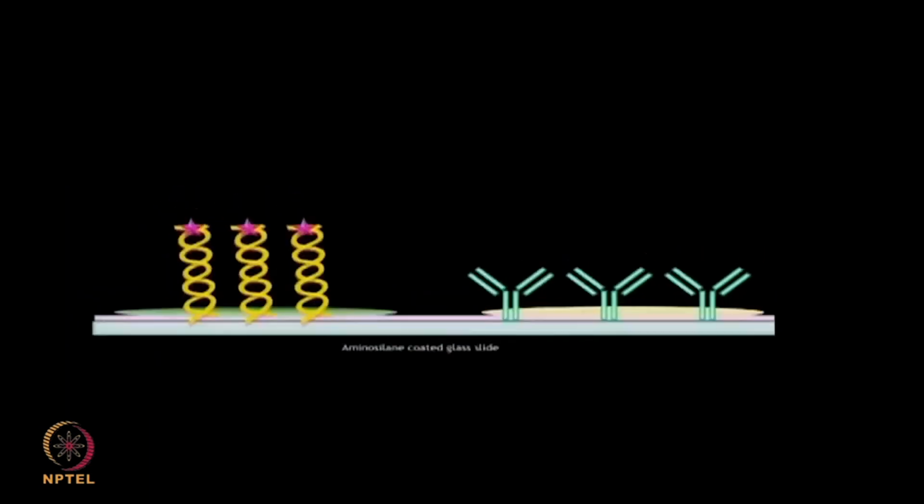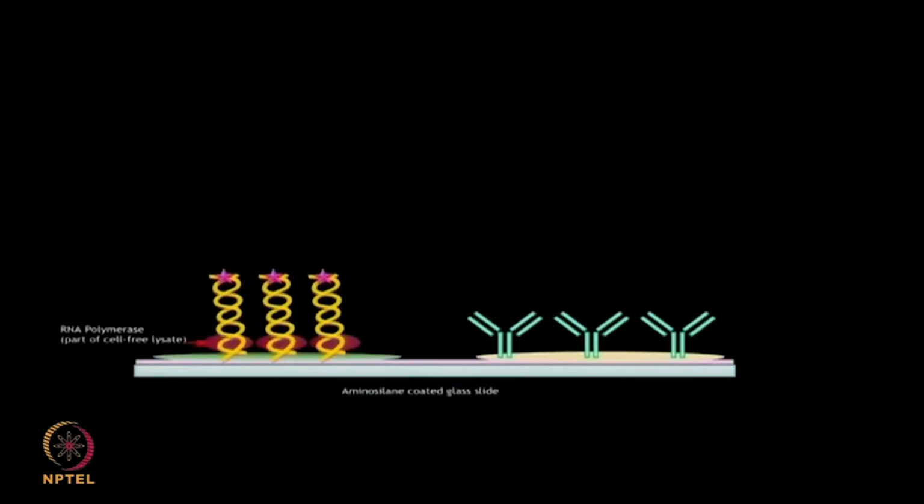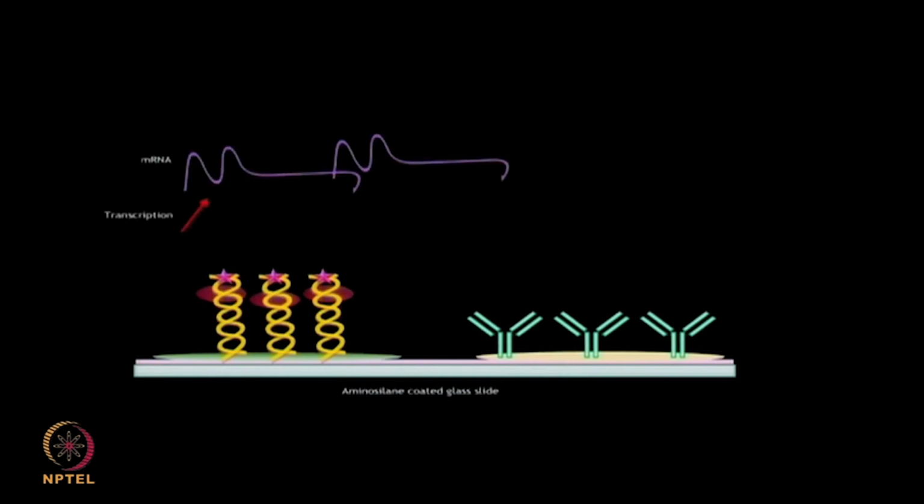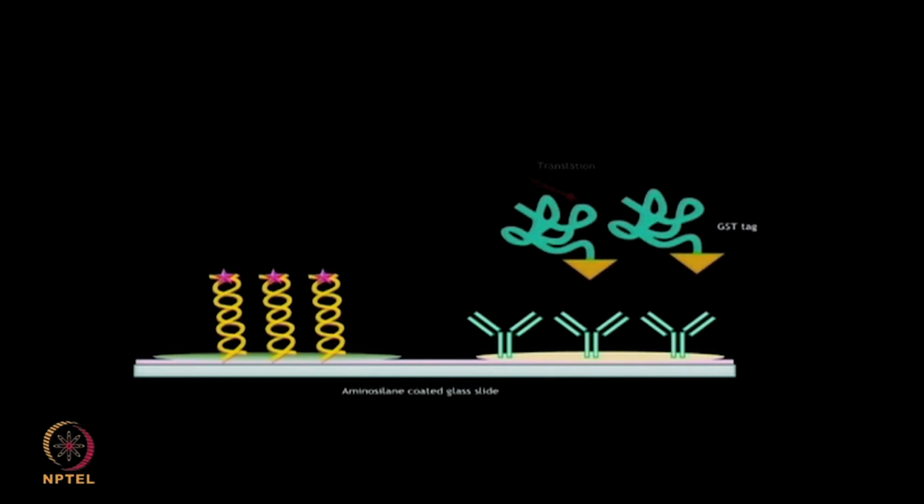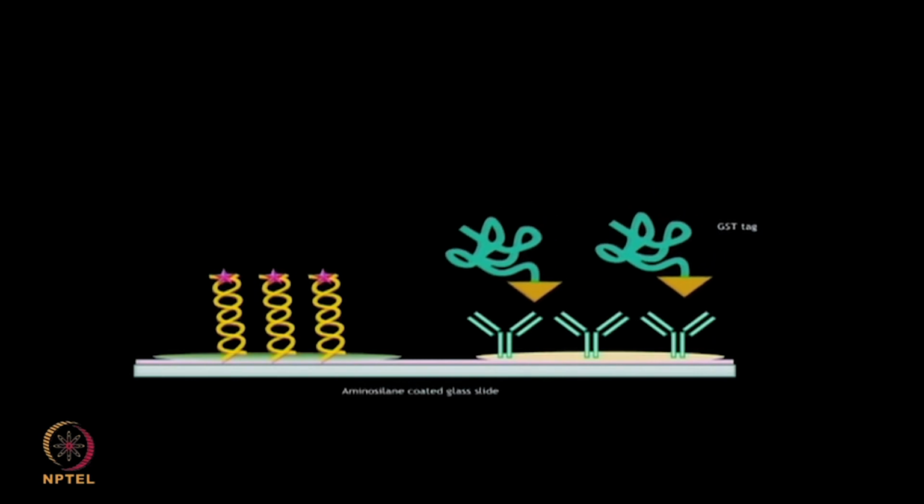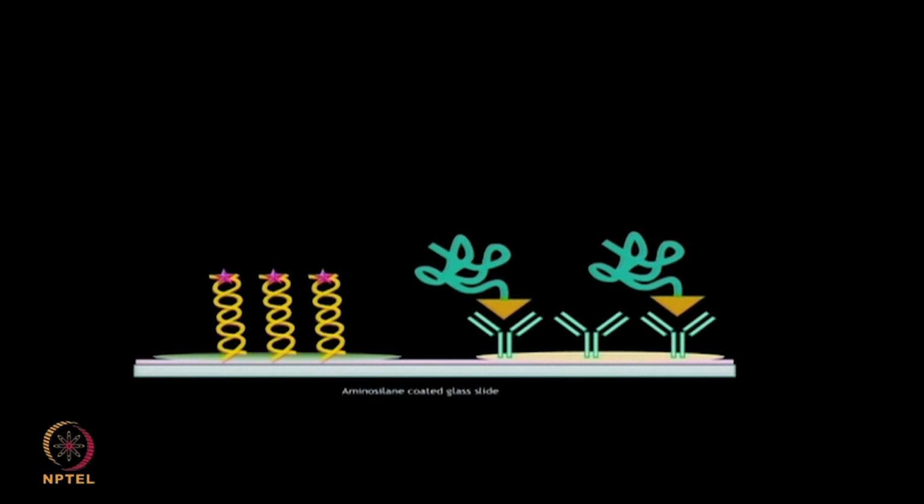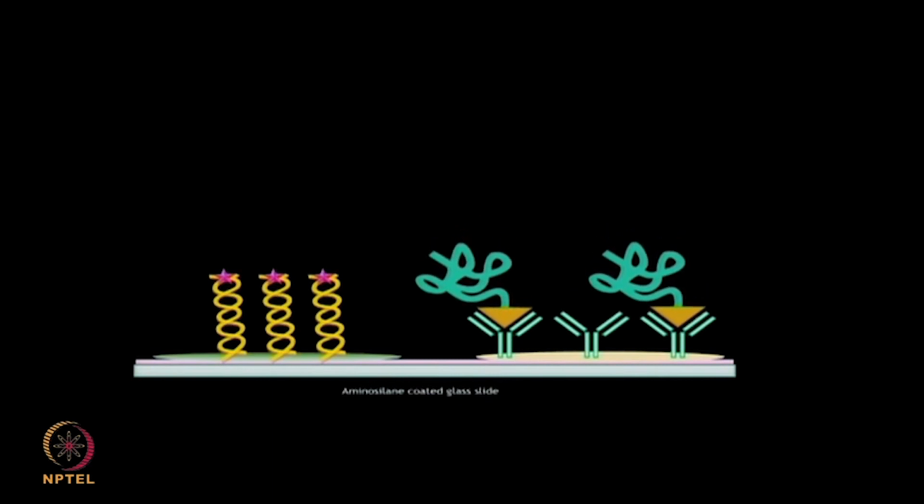The cDNA is expressed by using cell-free lysate to give the corresponding protein with its GST tag fused. After transcription and translation, the protein is synthesized and tag enables the capture of protein onto the slide by using anti-GST antibody.